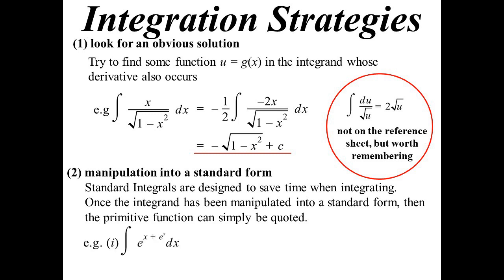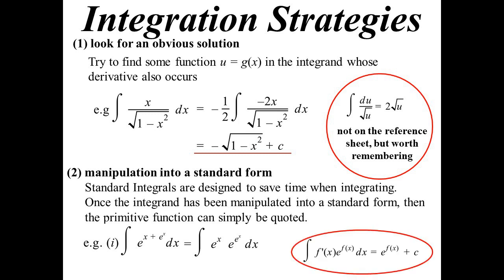So the standard integrals, as I said, the whole reason we have them is to save time when integrating. So if I see something like this, the integral of e to the power x plus e to the x, I want to manipulate this so I get it into a standard form. I remember my index laws, and you'll recall that we add the powers when we're multiplying. So I get e to the x times e to the e to the x, and then I have it in the form derivative times function, because the power is e to the x, and the derivative of e to the x is e to the x. So I have it in that form. Therefore, e to the e to the x plus a constant.